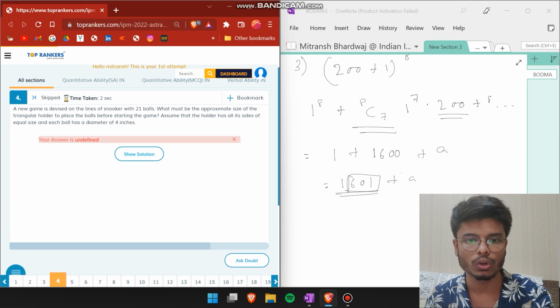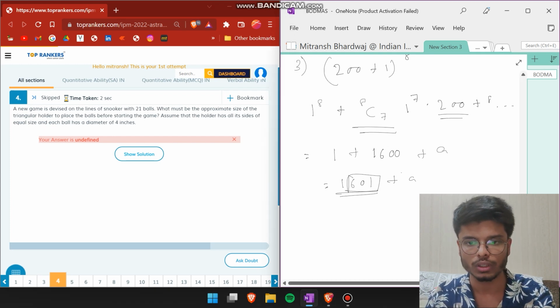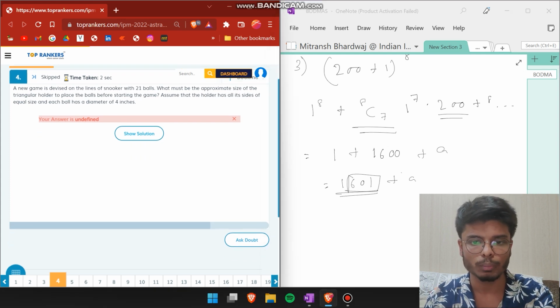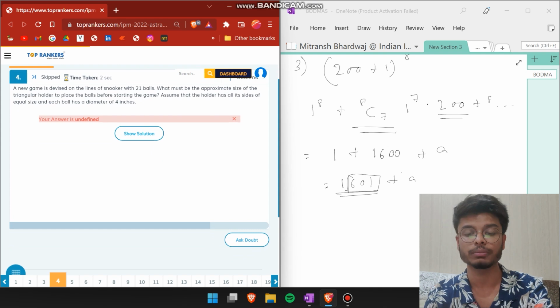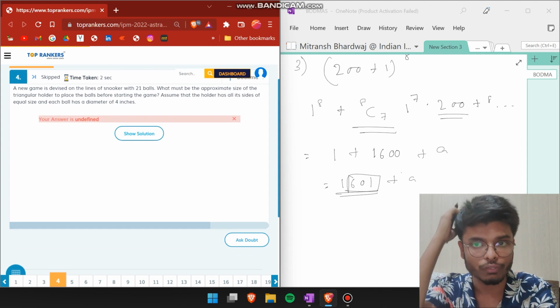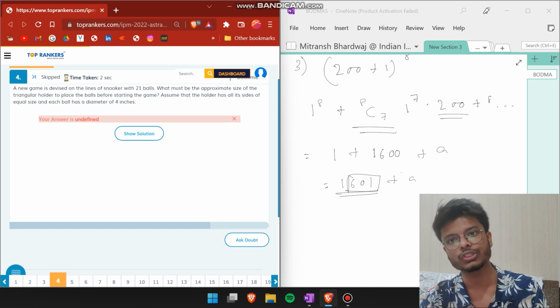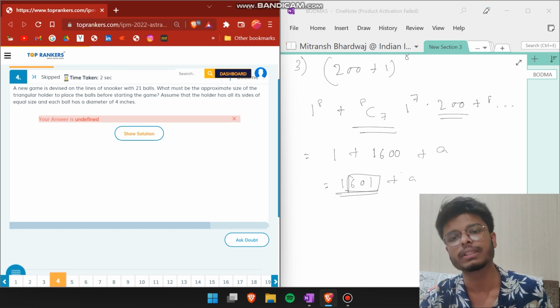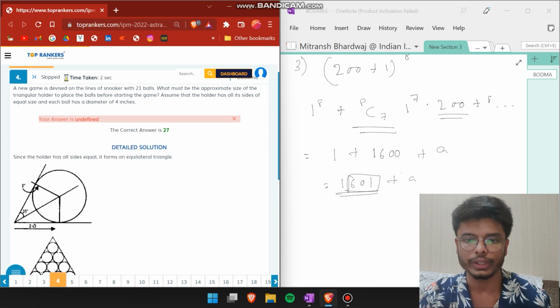Okay, so this question: a new game is devised on the lines of snooker with 21 balls. What must be the approximate size of the triangular holder to place the balls before starting the game? Assume that the holder has all its sides equal in size and each ball has a diameter of 4 inches. Personally, I was not very good at geometry, so I skipped these questions. It's up to you whether you want to do it or not.